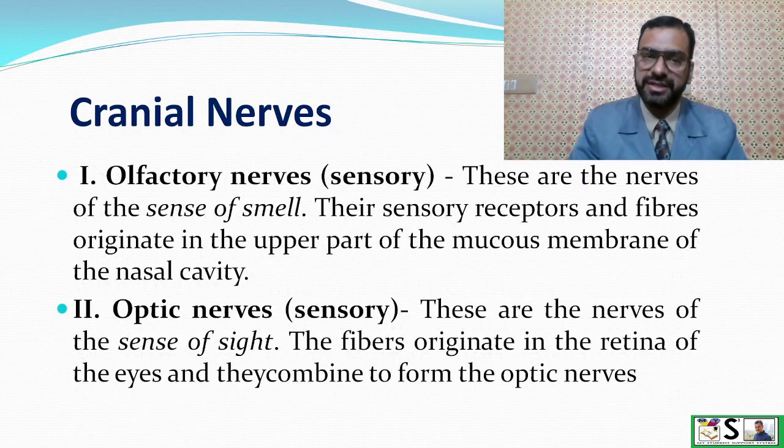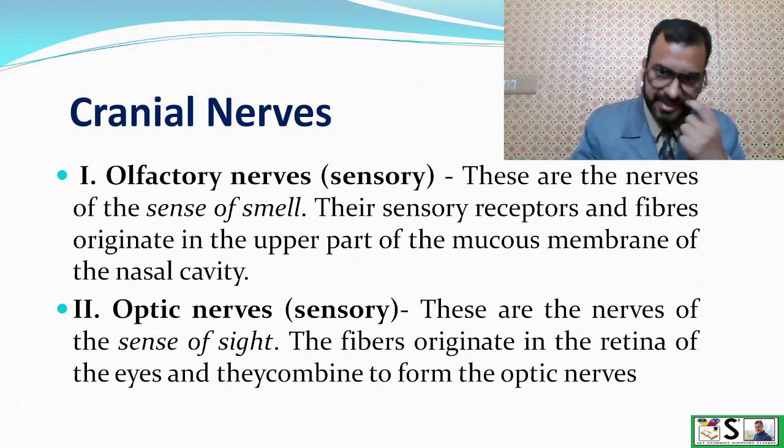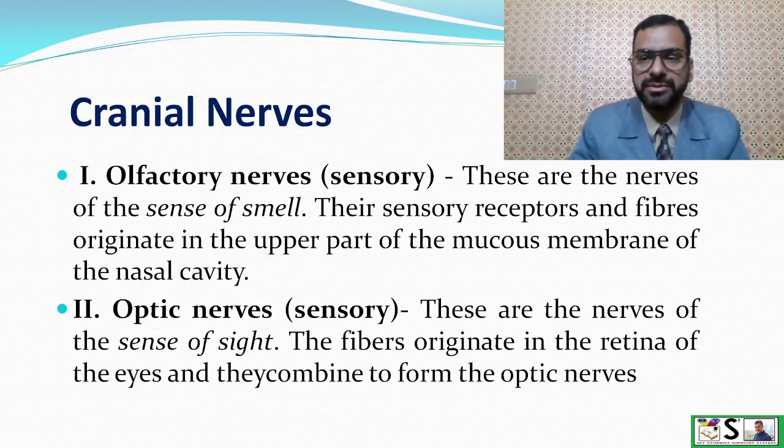First is the olfactory nerve. So two olfactory nerves are there. These are sensory nerves. These nerves are for the sense of smell. Their sensory receptors and fibers originate in the upper part of the mucous membrane of the nasal cavity and then go to the brain.